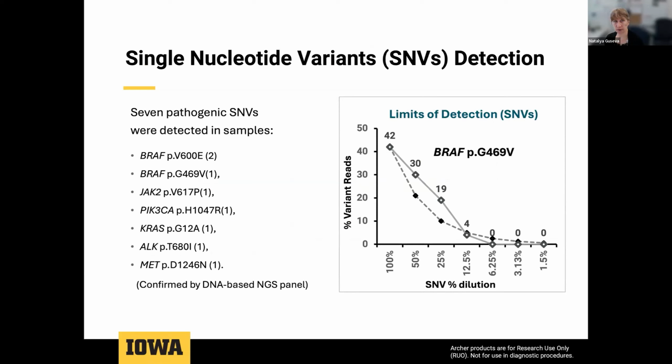We also did a dilution study for single nucleotide variants. For our analytical validation for the large panel, we had 7 SNVs and we chose one BRAF variant, which we diluted with normal RNA, and found that 4% of variant reads was a reliable limit of detection for this large panel. All of these findings were confirmed by DNA-based sequencing. It was convenient because we have different types of sequencing in the lab.